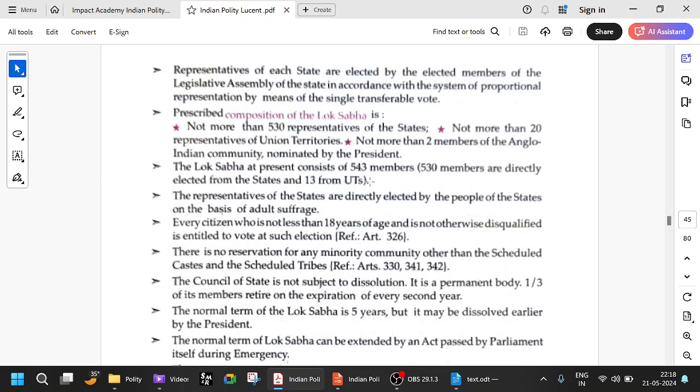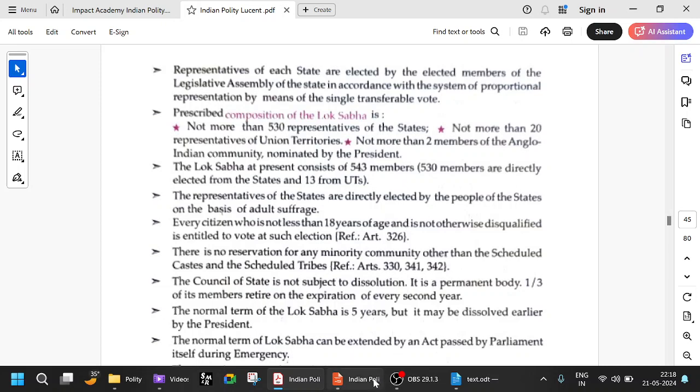Okay. So Lok Sabha currently has 545, you can say, and it should not cross 552. Keep all these things in mind. The representatives of the states are directly elected by the people of the states on the basis of adult suffrage. That is, every citizen who is not less than 18 years of age, is not otherwise disqualified, and is entitled to vote in such election.